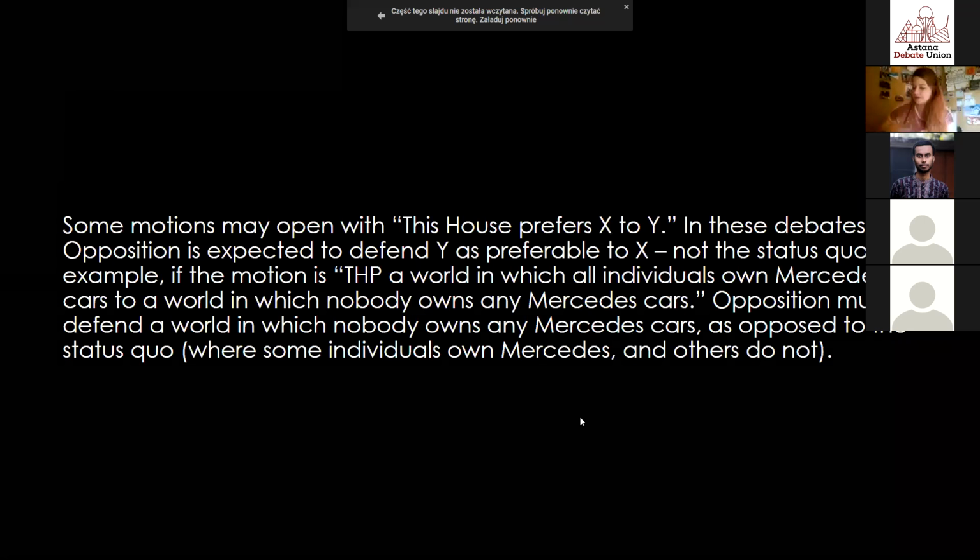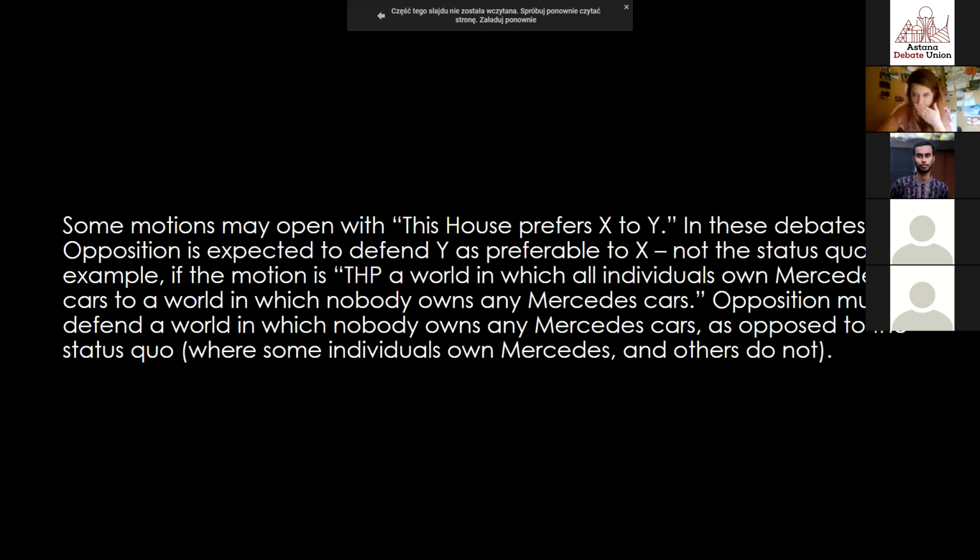Some motions may open "This House prefers X to Y." In these debates, the opposition is expected to defend Y as preferable to X, not the status quo. For example, if the motion is "This House prefers a world in which all individuals own Mercedes cars to a world in which nobody owns any Mercedes car," opposition must defend a world in which nobody owns any Mercedes cars, as opposed to the status quo, where some individuals own Mercedes and others do not.